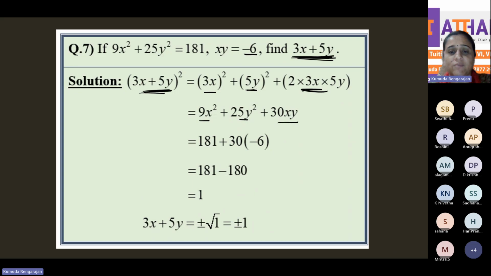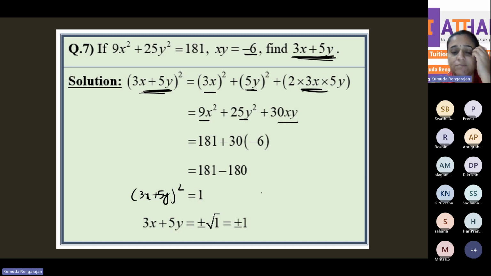The value of xy is minus 6. So you get 181 minus 180, which is 1. What is 1? 3x plus 5y, the whole square is 1. So 3x plus 5y is equal to plus or minus square root of 1, which is plus or minus 1.